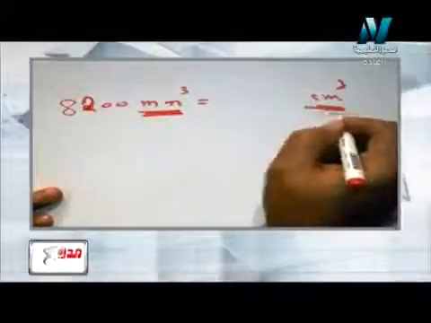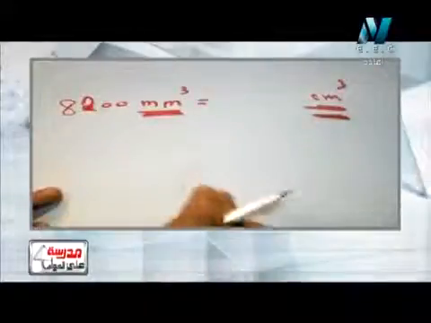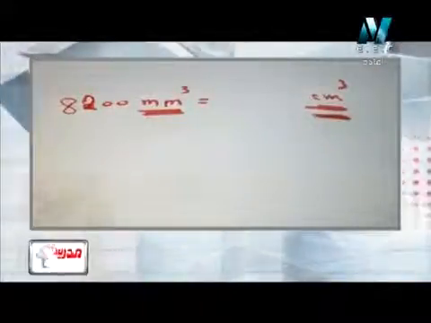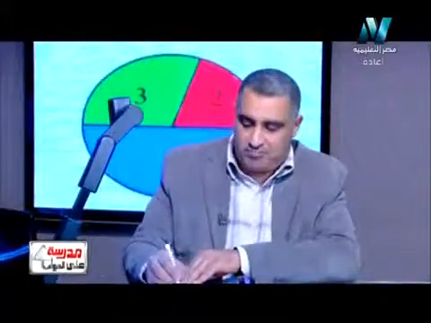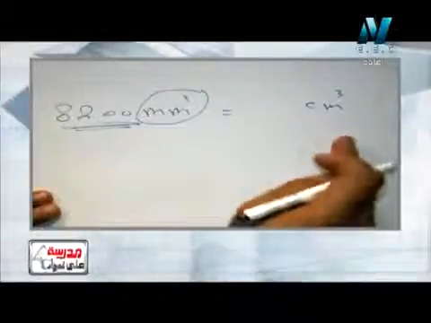Very important example: from a small unit to a big one. We have 8,200 millimeter cube. We want to convert to how many centimeter cubes. Let's study together. We want to convert from millimeter cube to centimeter cube.